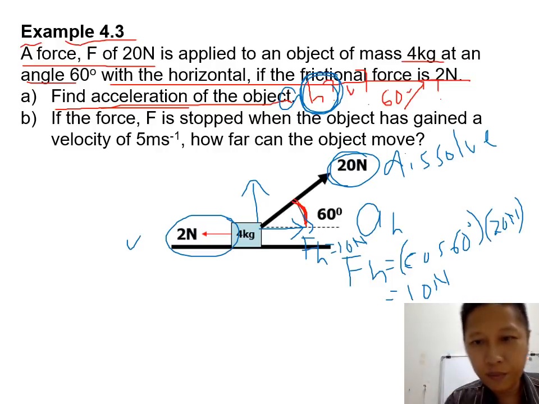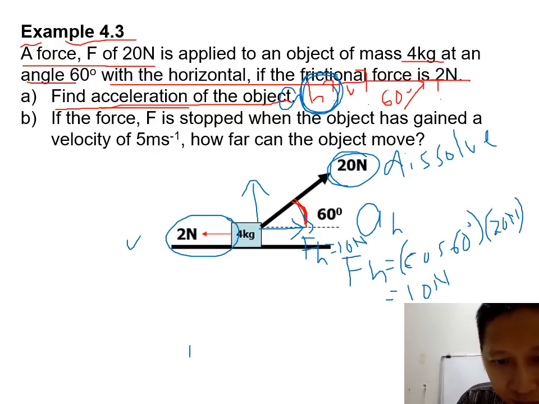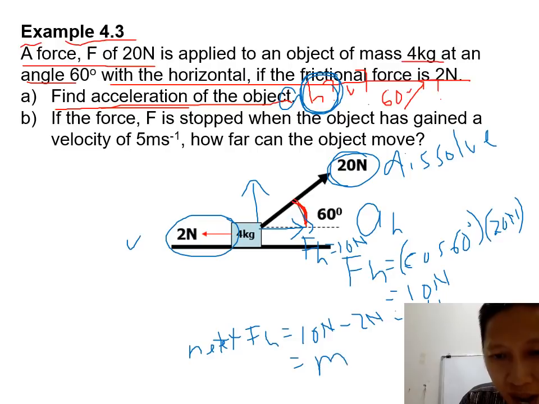But we need to include the friction force. So the net force horizontal equals 10 Newton minus 2 Newton equals 8 Newton. And it also equals MA. What's the M? 4 kg. What's the A? We don't know. So 8 Newton equals 4 times A. At the end, A is 2 meters per second squared.